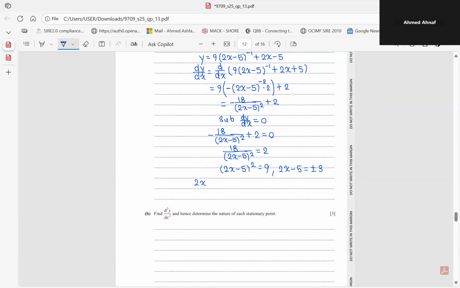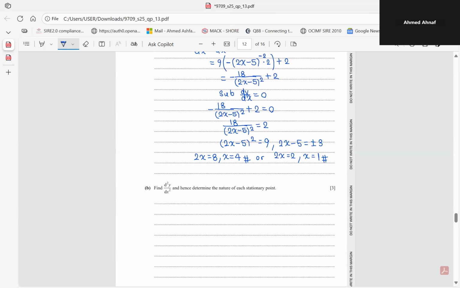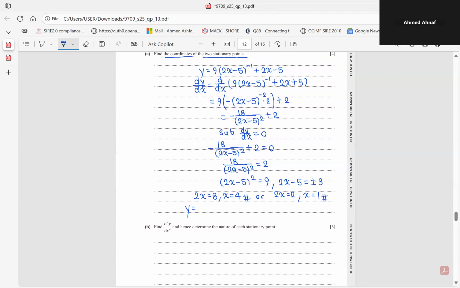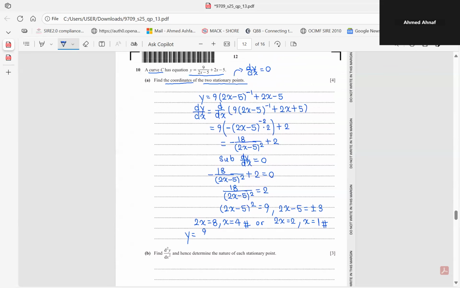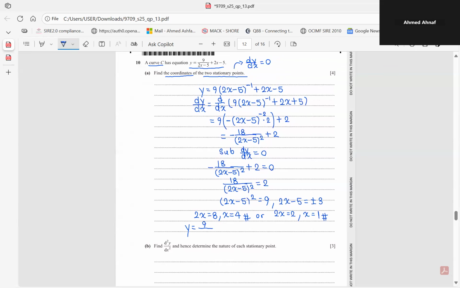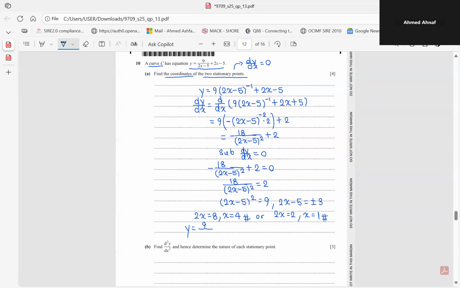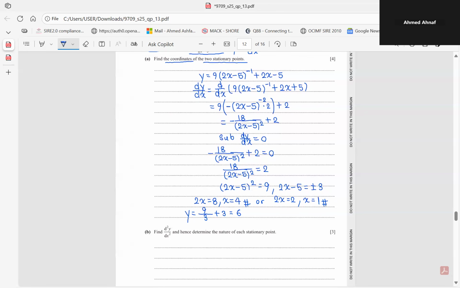So 2x is either equal to 8, and then you'll get x equals 4, or 2x would be 2, and then you'll get x equals 1. So this is the first set of x coordinates. Now let's just find the y coordinates. So y equals 9 over 2x minus 5, plus 2x minus 5. For this, we took the positive value, 3, plus 3. So 9 divided by 3 is 3. 3 plus 3 is 6.